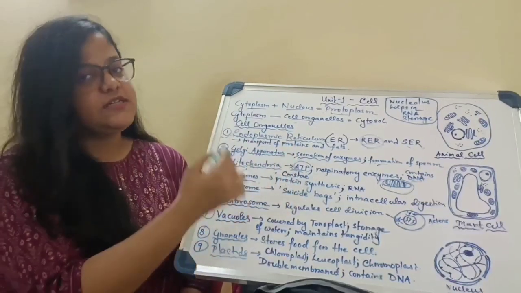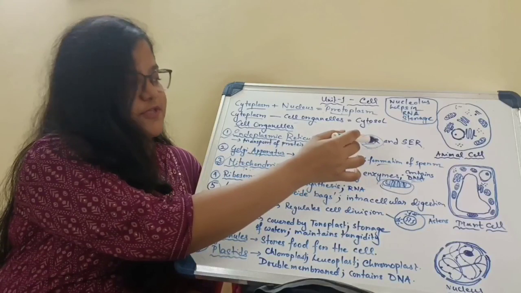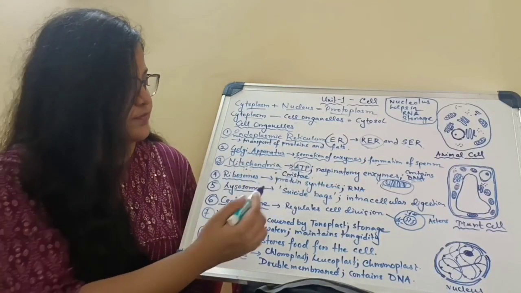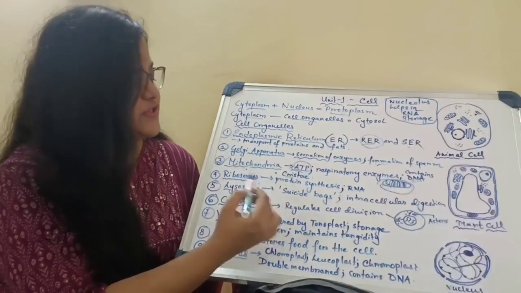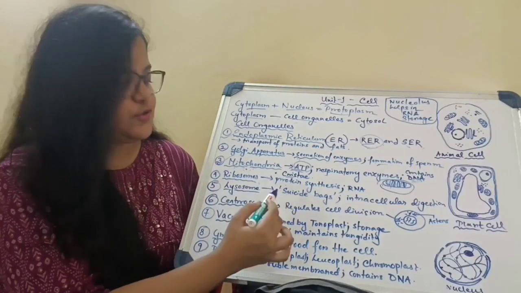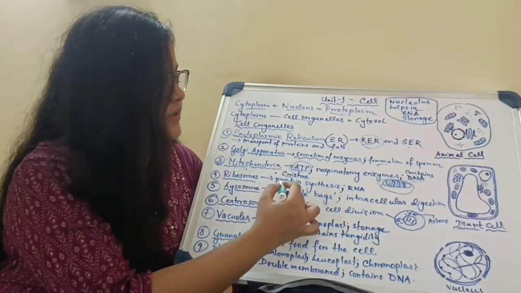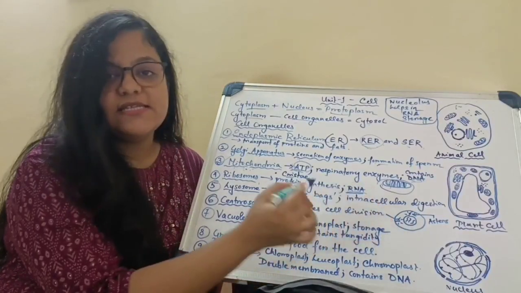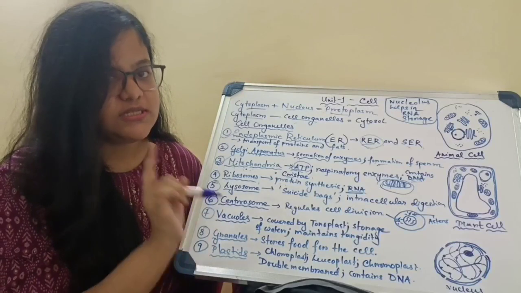Now, as we earlier discussed about the rough endoplasmic reticulum containing some ribosomes, what is a ribosome? Ribosomes are globule-like structures present inside the cytoplasm which helps in protein synthesis. Remember that it contains RNA and not DNA.